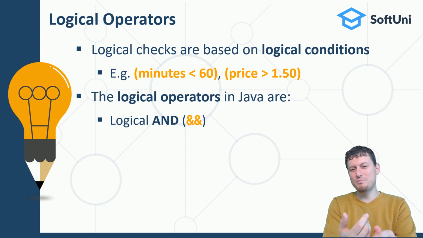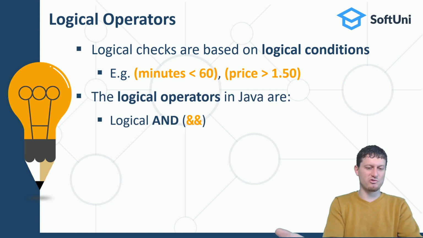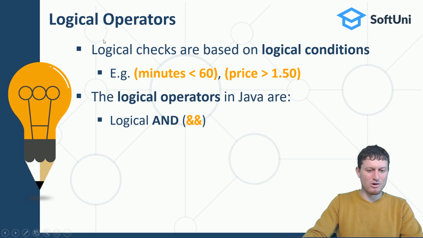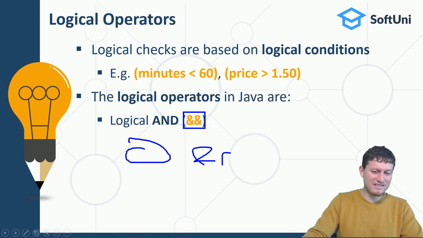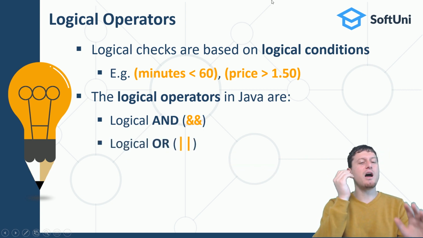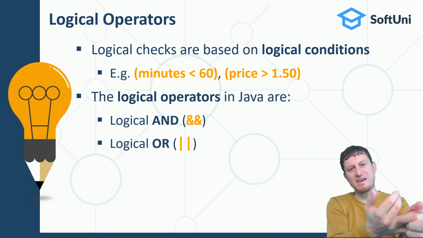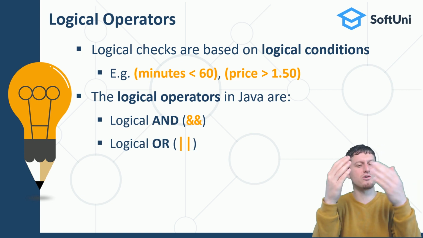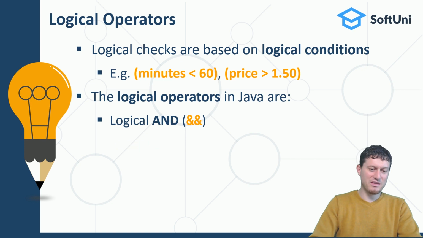So the logical operators in Java combine several conditions. They can be combined with the AND logic, logical AND, or the double ampersand operator. It says the first condition and the second condition. I'll show you how this works. Logical OR: either the first or the second, or both. This is called OR.